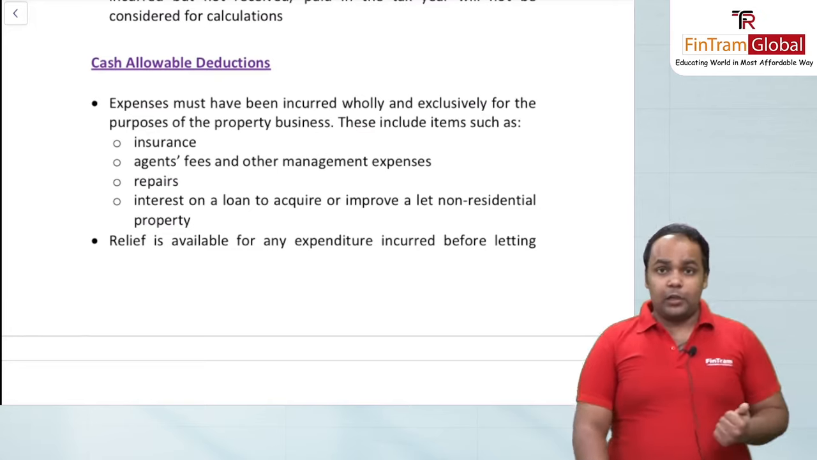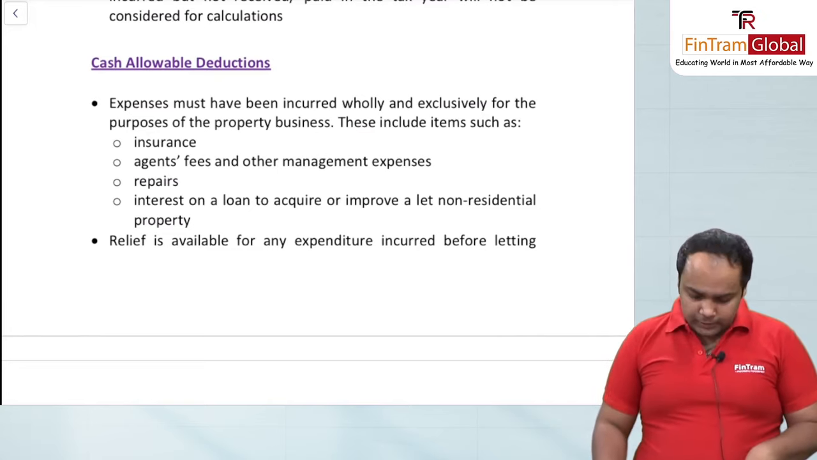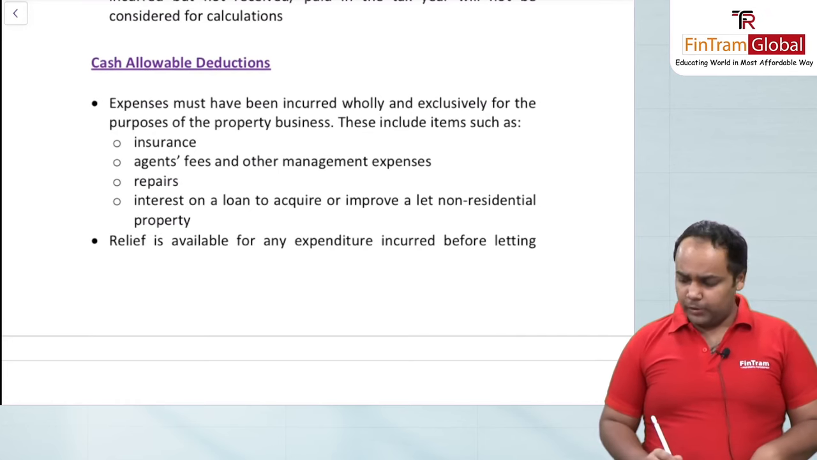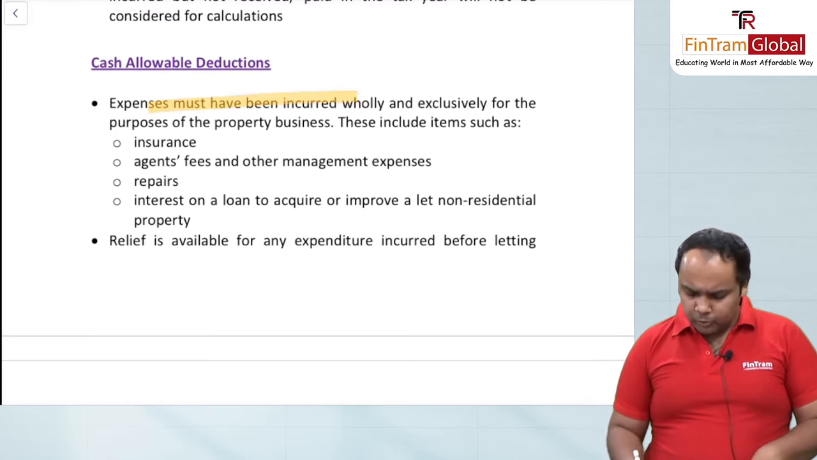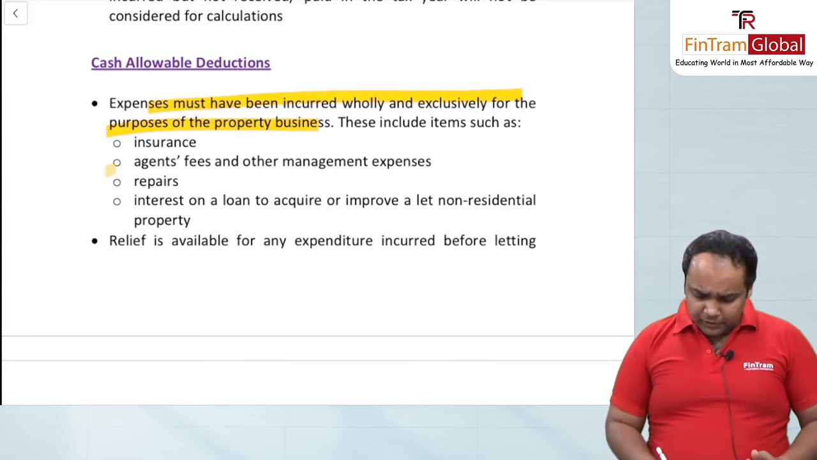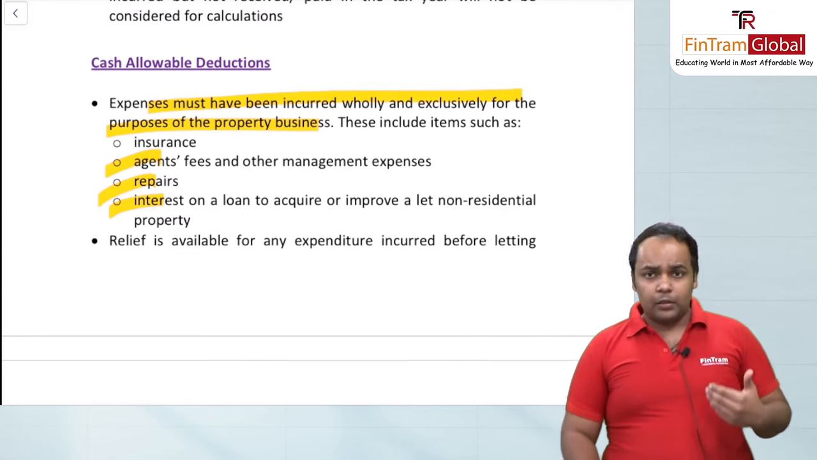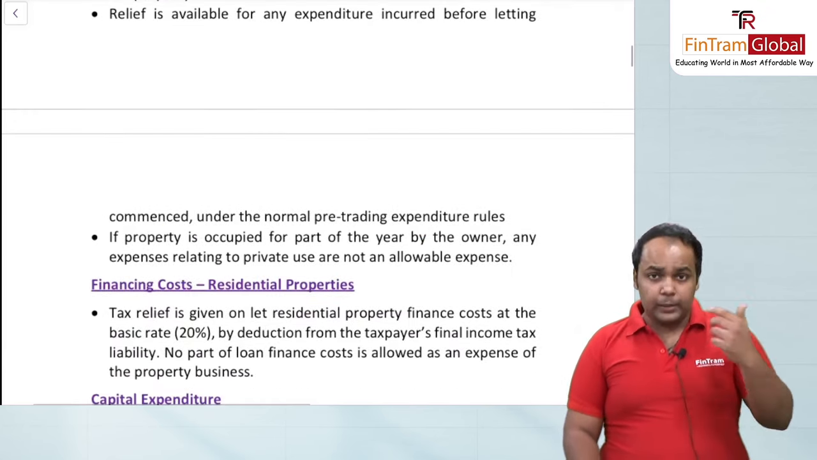We know that for a property business, the allowable deductions are those which are wholly and exclusively incurred for the purposes of the business. These include insurance, property agent fees, repairs, and interest on a loan to acquire or improve a let non-residential property or a rented non-residential property.